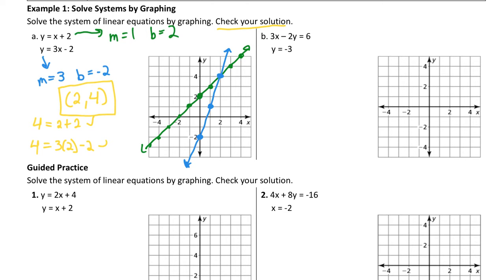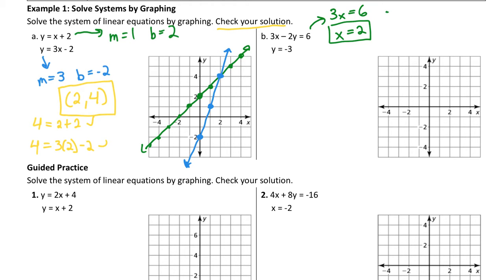In part B, we have a couple different types of equations. The first equation is in that standard form that we covered recently. So I would graph that by finding the x and y intercepts of that equation. So the x-intercept is going to be the x value when y is 0. So the x-intercept is going to be 2, because if I substitute 0 for y, it's 3x minus 0. So my x-intercept is 2.